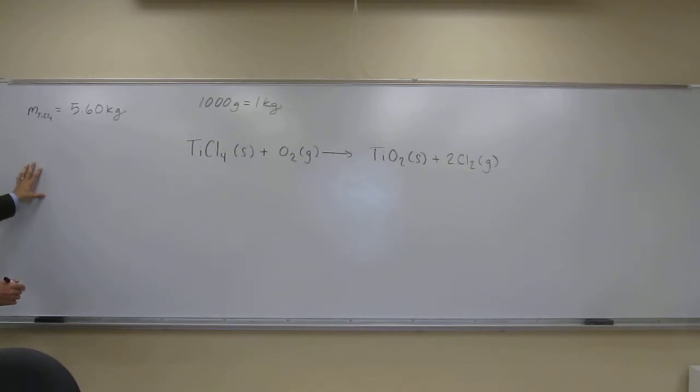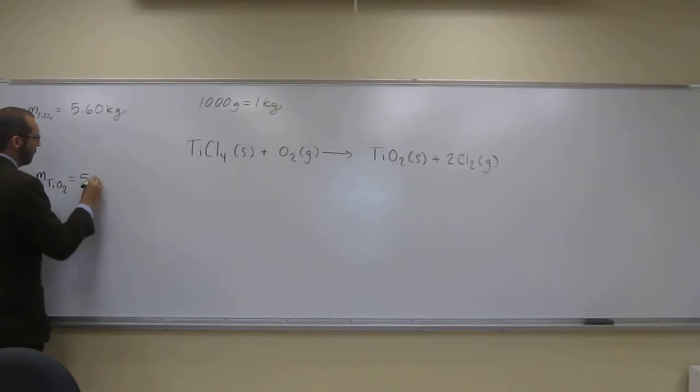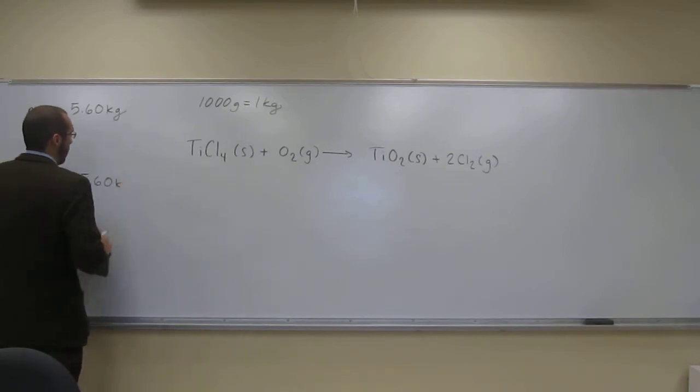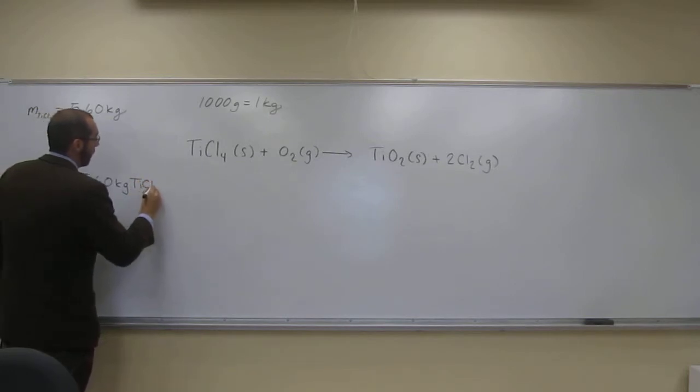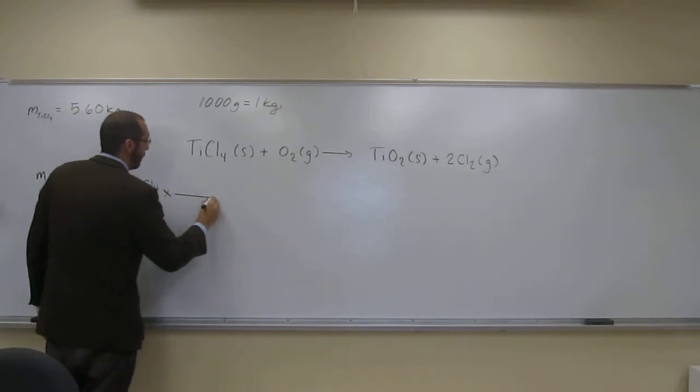So, what other conversion factors are we gonna need to know? Well, let's just go through this problem and see what conversion factors we'll need to know. So we're eventually looking for the mass. Put it down here. The mass of titanium dioxide. Okay, and we have to start with this 5.60 kilograms of titanium 4 chloride. So let's just convert that to grams.